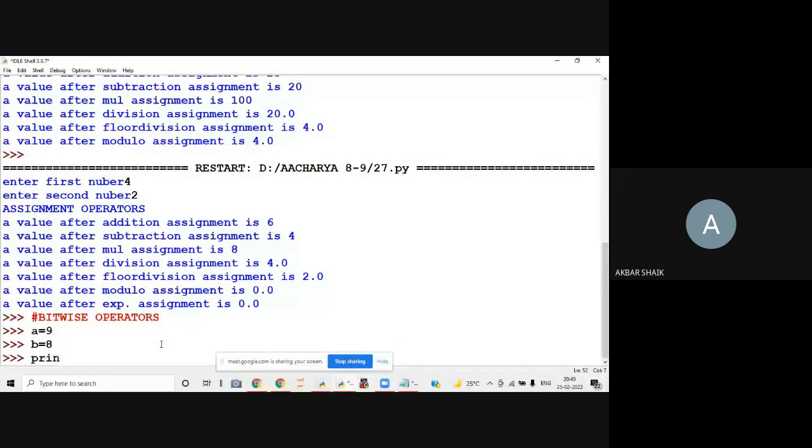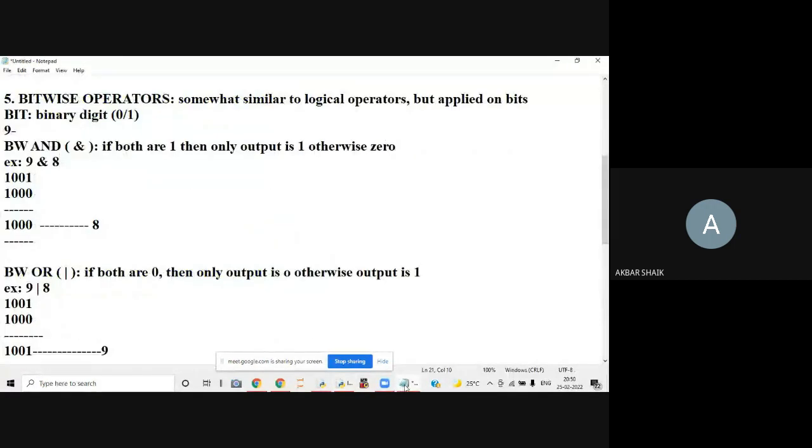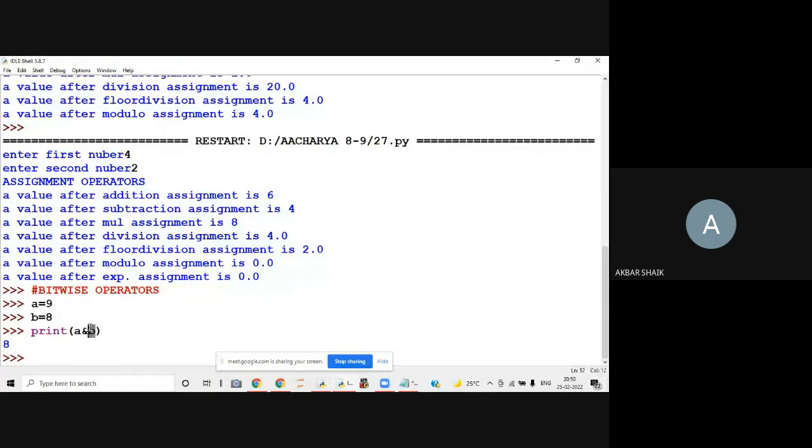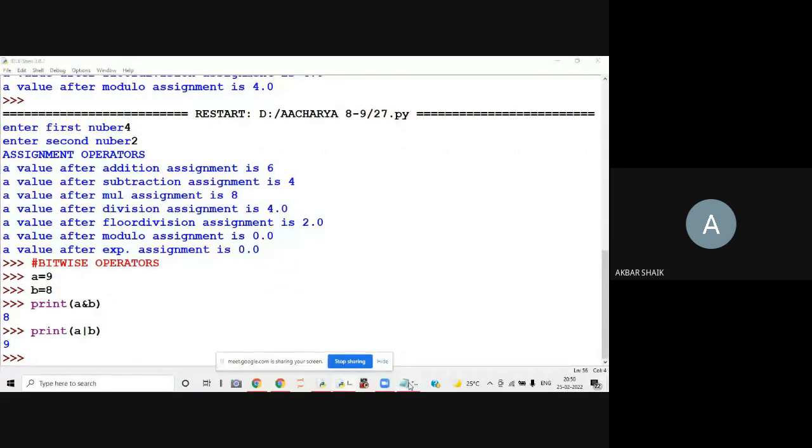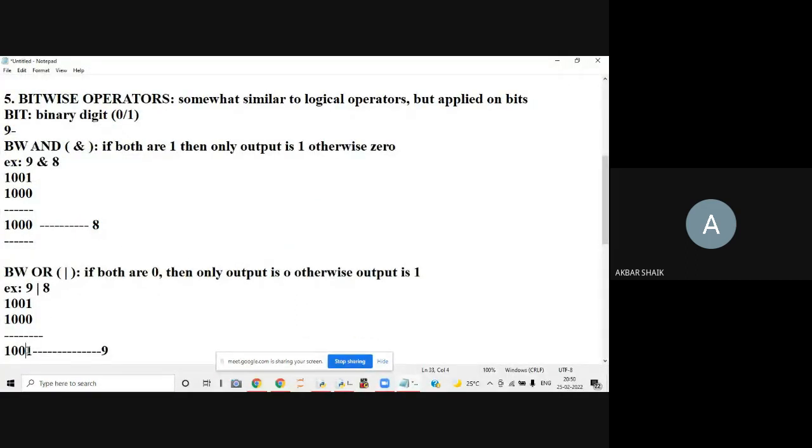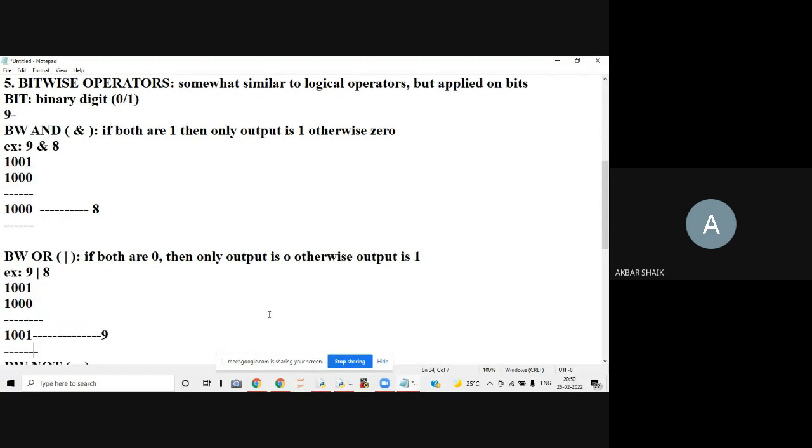So print of a bitwise and b. What we got here? Answer 8. So this is bitwise and. Next, print of a bitwise or. What we got for bitwise or? We got 9, right? This is bitwise or. We got 9.